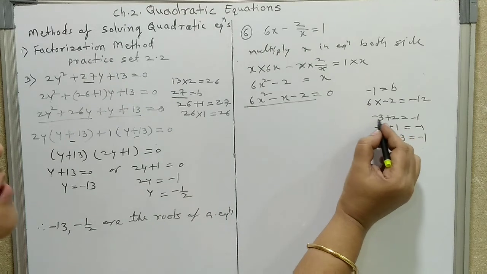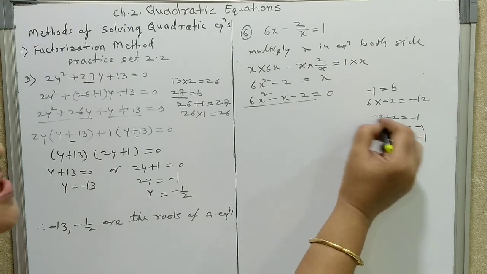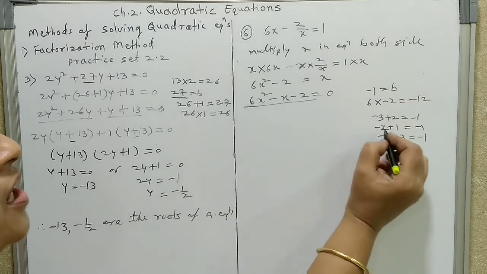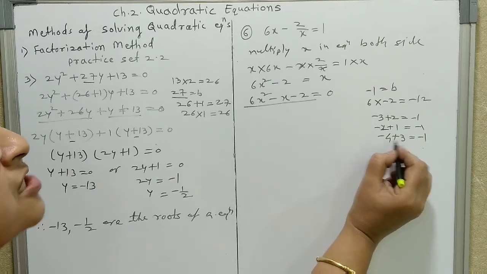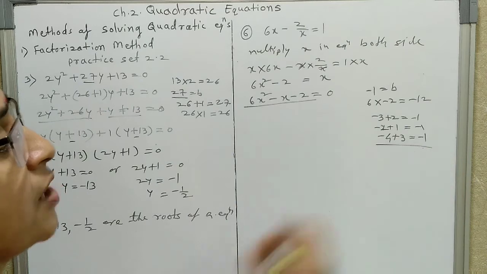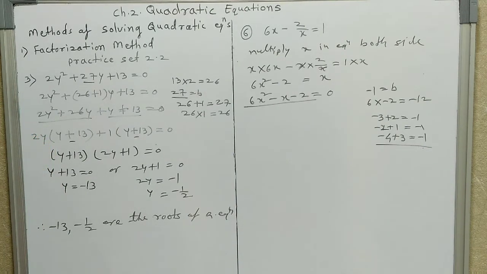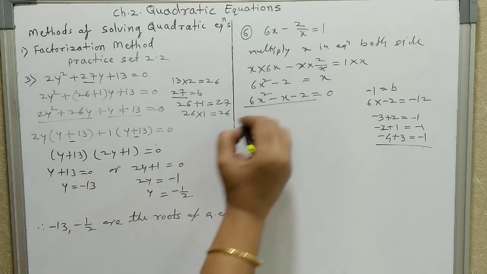But the multiplication of these: minus 3 into plus 2 is minus 6, not minus 12. Minus 2 and plus 1 gives minus 2. But minus 4 into plus 3 becomes minus 12. So our factors are minus 4 and plus 3. So put this in the equation.